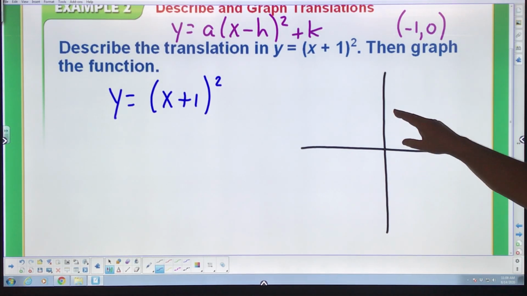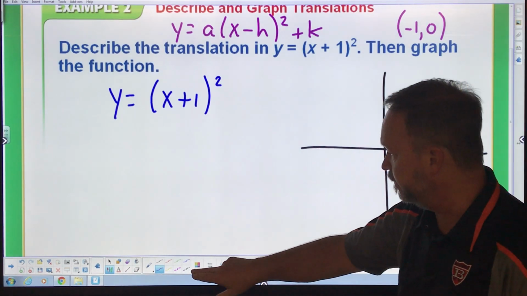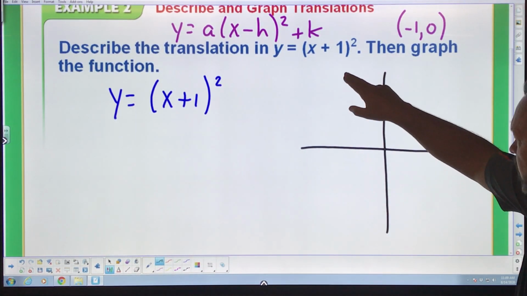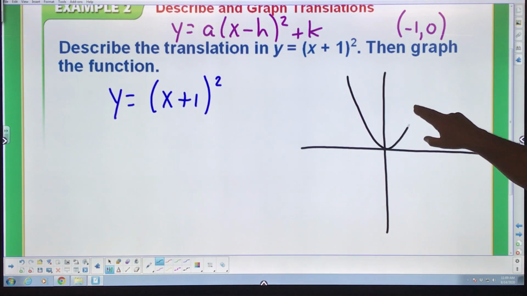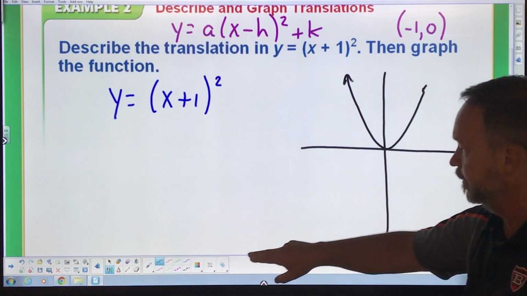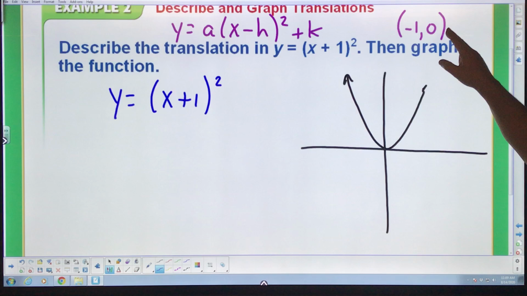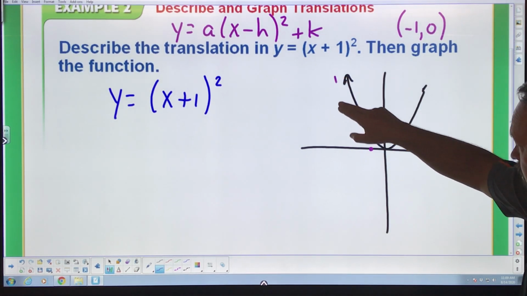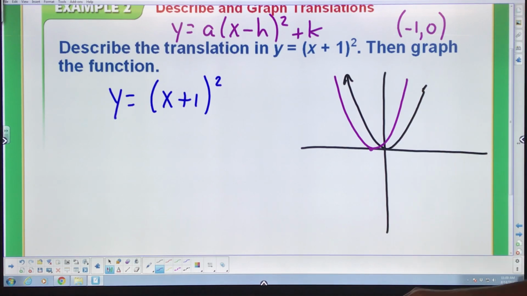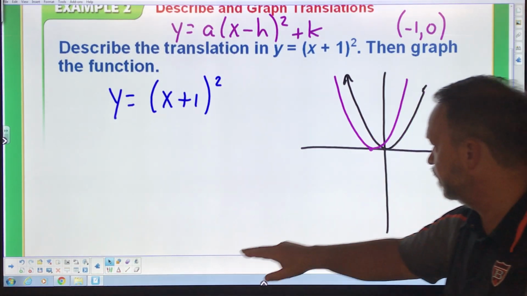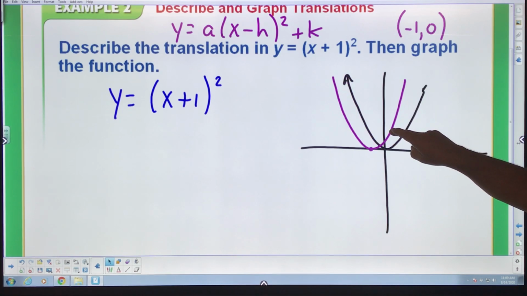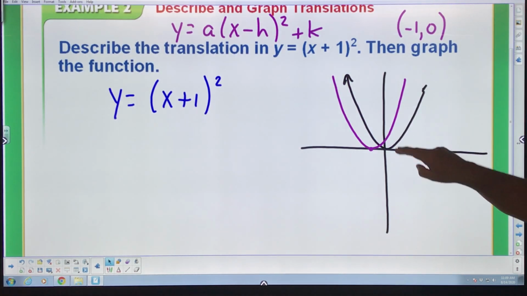So instead of the vertex coming down and hitting the 0, 0 like the parent, the kid is going to come down and hit -1, 0. The child is going to be like that. And really, what that is, is the parent just scooted over one place to the left.